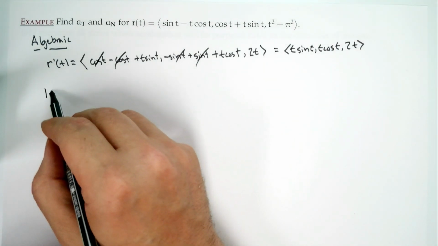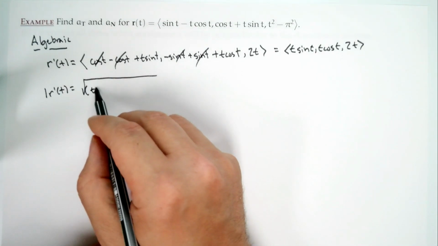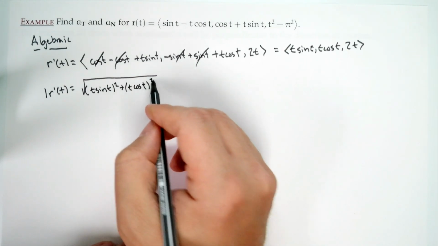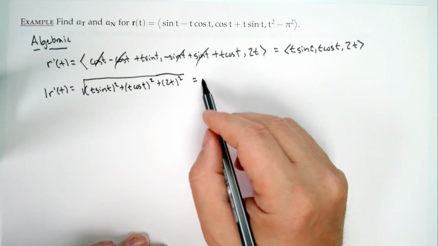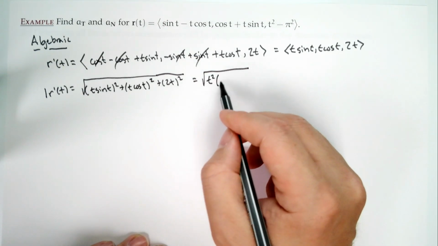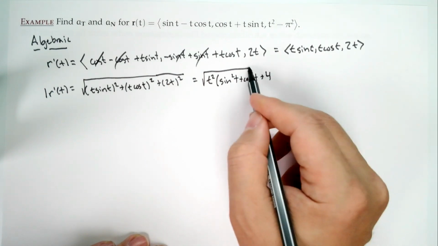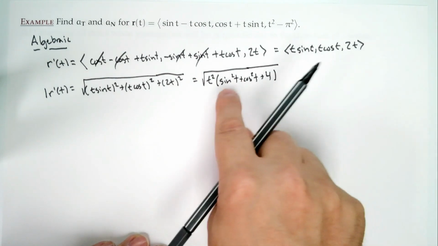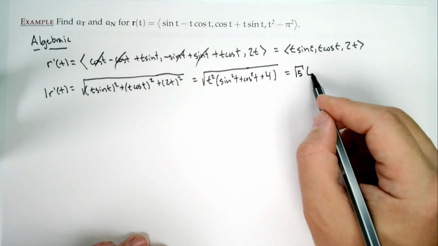So the magnitude of r prime is the square root of t sine t quantity squared plus t cosine t quantity squared plus 2t quantity squared. If you look at that, everything has a t squared in it, so you get t squared, sine squared plus cosine squared plus 4. Sine squared plus cosine squared equals 1, so that's square root of 5. So you end up with square root of 5 t.